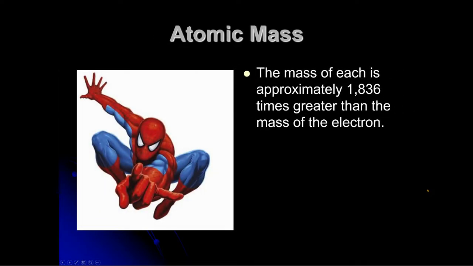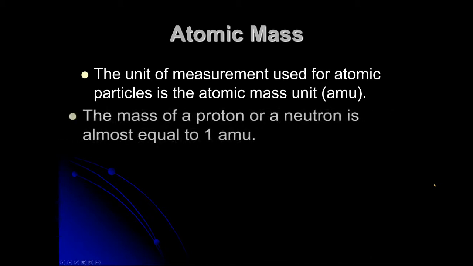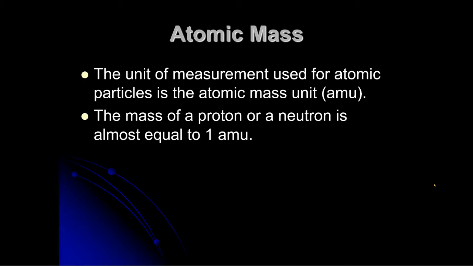The mass of a proton and the mass of a neutron are each approximately 1,836 times greater than the mass of an electron. Because of this, we do not consider electrons in the atomic mass. The unit of measurement used for atomic particles is the atomic mass unit, or the AMU. The mass of a proton or a neutron is almost equal to 1 AMU.